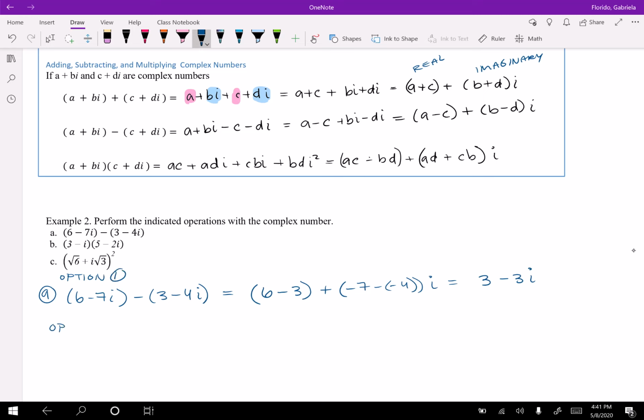And then option 2, we have 6 minus 7i minus 3 plus 4i. Again, if we combine like terms, we get 6 minus 3 and then -7i plus 4i, which is going to be 3 minus 3i. So notice that we got the same thing. So again, it just depends on your personal preference.